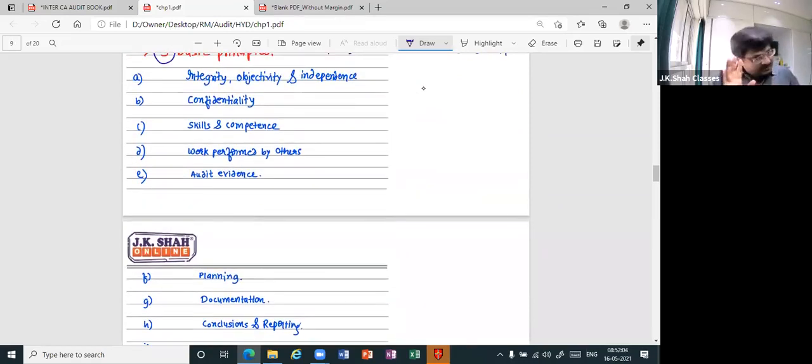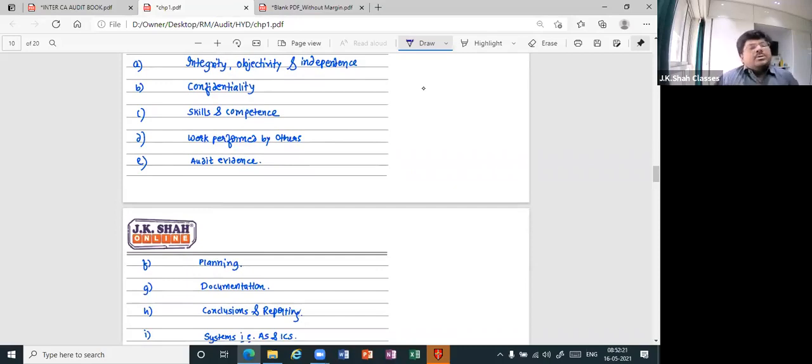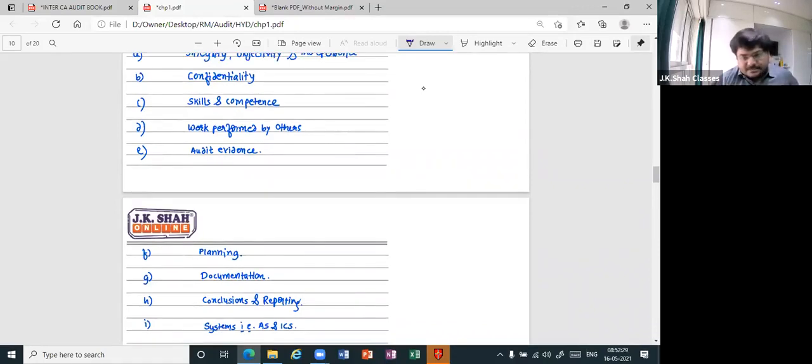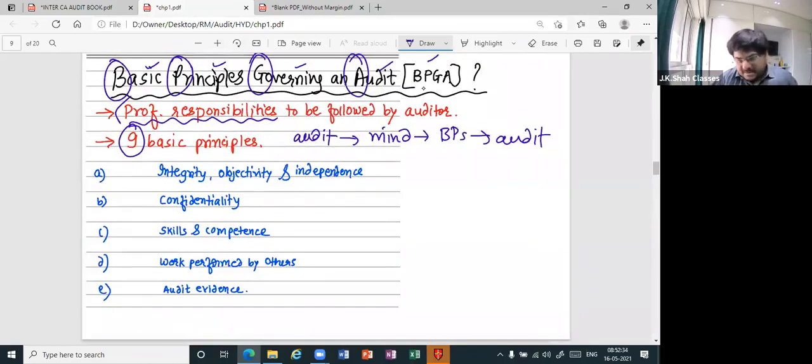Then explanation, very important. Focus on integrity, objectivity, and independence. Next, confidentiality. Next, skills and competence. Next, work performed by others. Next, audit evidence. Next, planning. Next, documentation. Next, conclusions and reporting. And last one, systems. Which systems? Two systems, which you already know. Accounting system and ICS. All cool? Now let us understand one by one in great detail how important it is. Come on.